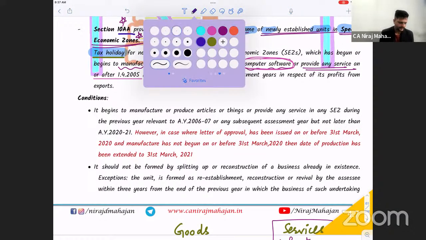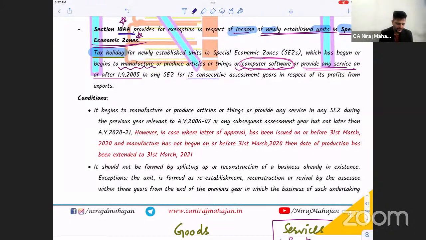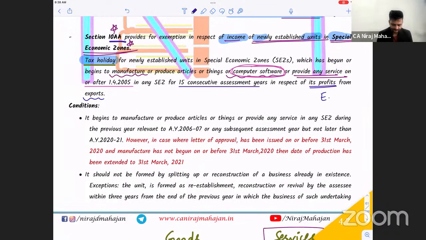Now pay attention. In any SEZ for 15 consecutive years in respect of its profits from exports, underline this also, no exports. Now there are dual conditions to be satisfied. SEZ as well as what? Exports. You might have heard again about something, EOU, that is export oriented units. There are manufacturing companies in India who have only EOU. That means from that unit or from that factory, all the material or majority of the material is only exported. Correct?